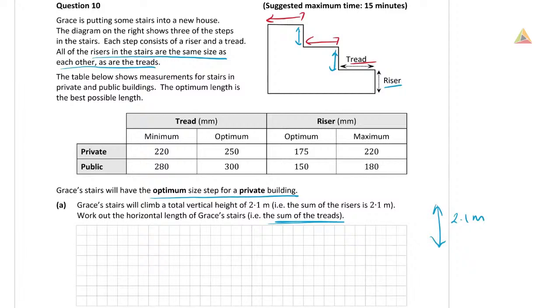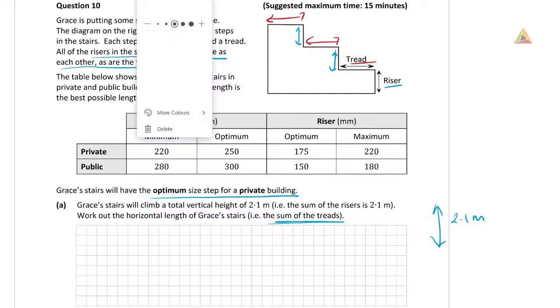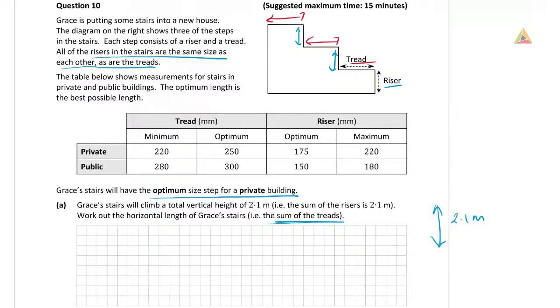Okay, we have been told that Grace needs an optimum size step for a private building. So that means that we're going to be looking at the private measurements, which are these ones here. Now, you'll also notice that this is given in millimeters, and what we were given is that the sum of the risers was 2.1 meters. So we need to convert them all to the same unit. There's 1,000 millimeters in a meter, so 2.1 meters is 2,100 millimeters.